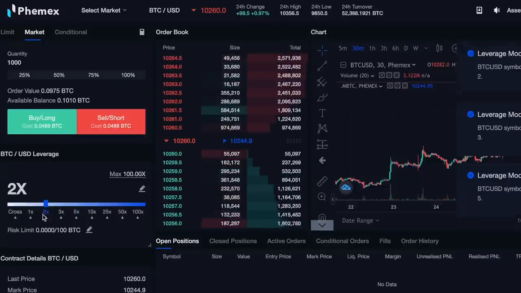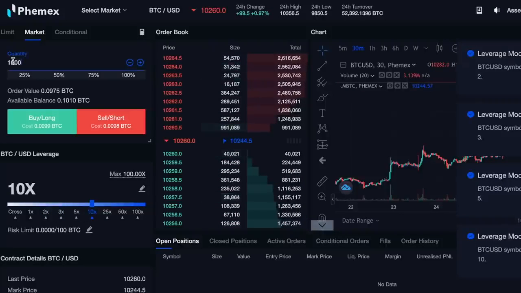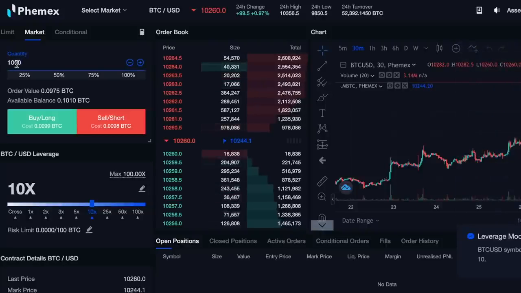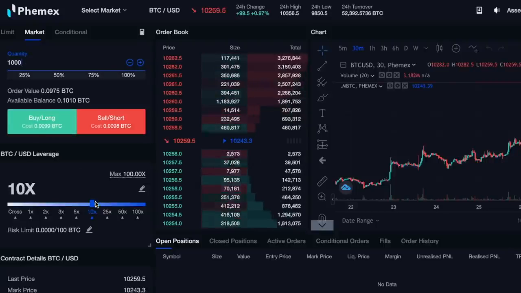Why is that? Well, it doesn't matter if you change the leverage because the quantity here is always going to be the same. The only thing that is different is the amount of margin or the cost that you need to put up to open up this position. So the higher the leverage, the lower the cost.